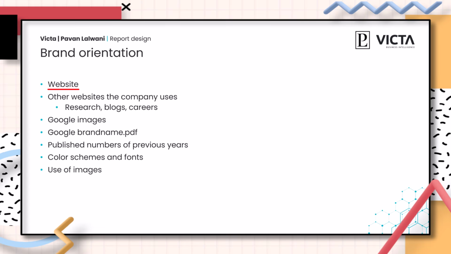We'll start by creating a brand orientation. This means we research a company: what colors do they use online, how is their website structured, are there any financial reports available in a published PDF? We go through all these details by Googling the brand.